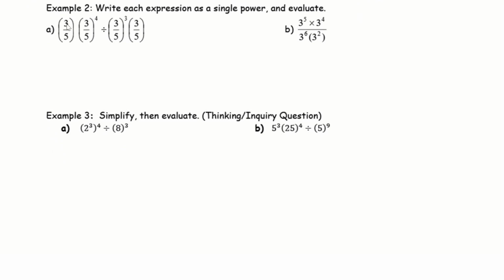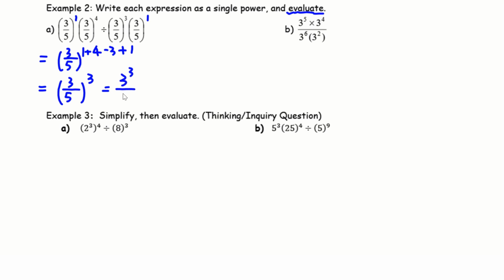The next one, you have more than one power. So 1, 2, 3, 4, 4 powers. No exponent means it's 1. This is 1. So you have the same base. Multiplication is 1 plus 4. Then division is subtract 3. Then multiplication again is plus 1. Then we are going to have 3 over 5. 1 plus 4 minus 3 plus 1 gives you 3. It asks you to evaluate, so we need to apply the exponent to the numerator and also the denominator.